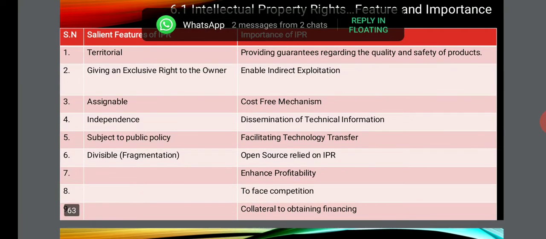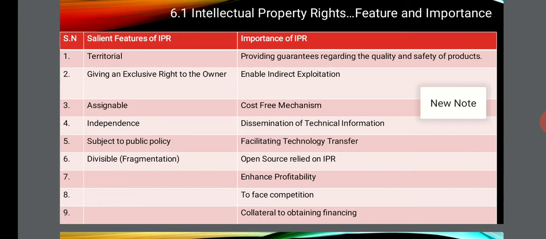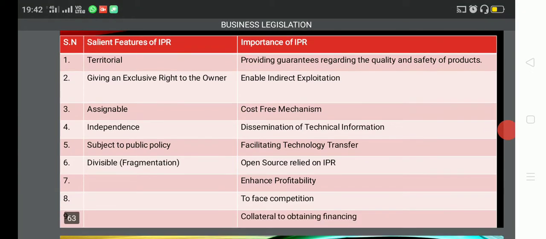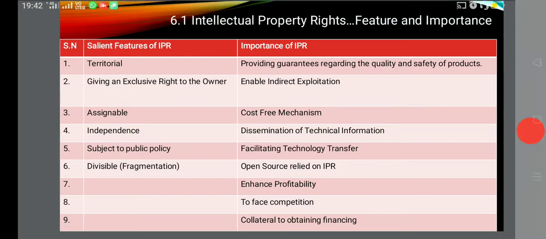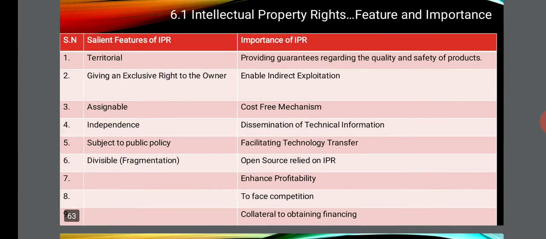Then giving an exclusive right to the owner. Why is IPR required? Because it gives the exclusive right to the owner to exploit his innovation so that it is not copied, and he is getting the maximum out of it. Assignable, it can be assigned. The owner can assign it. He can give his rights to someone else.